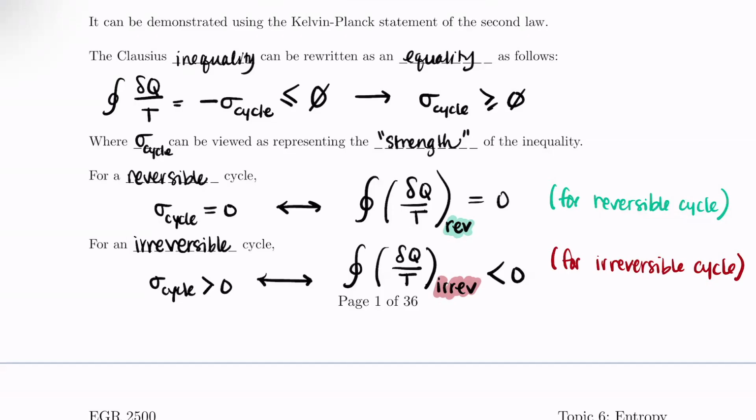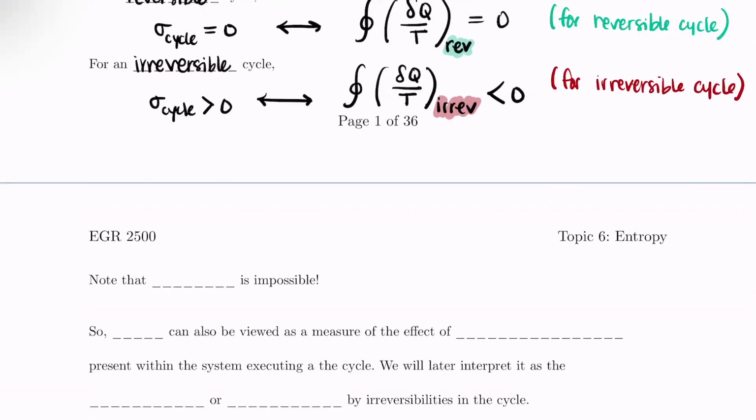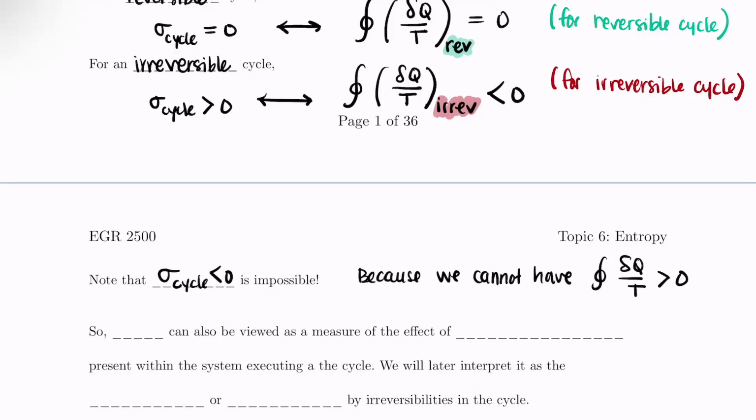So quick note, it's important to note that sigma for a cycle being less than 0 is impossible. That's because we cannot have a situation where our integral of partial Q over T is greater than 0.